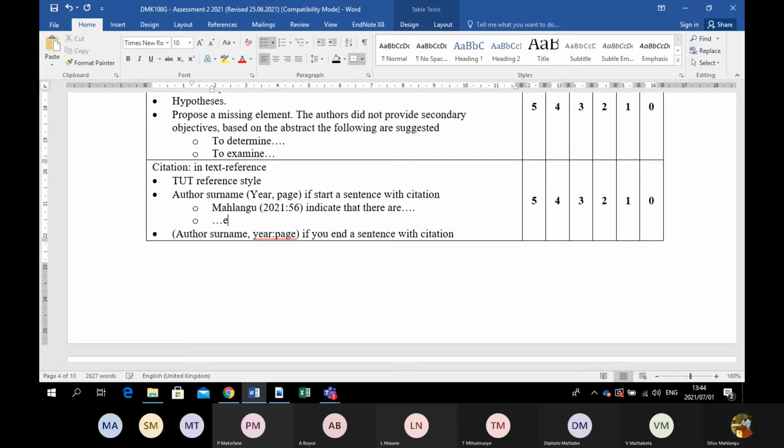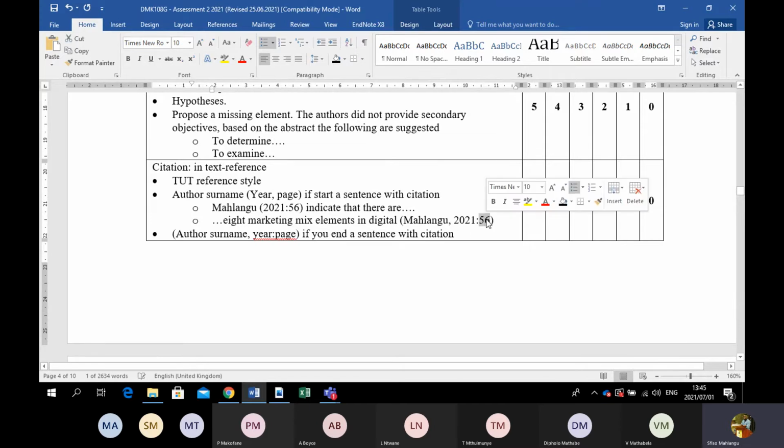8 marketing mix elements in digital marketing. And this sentence is coming from Mahlangu 2021 on page 56. If the page number is not indicated, you also indicate that, okay, the authors did not indicate the page number, but TUT requires the page number. That will be if it's an article. If it's a website, obviously you won't be able to see the page number.